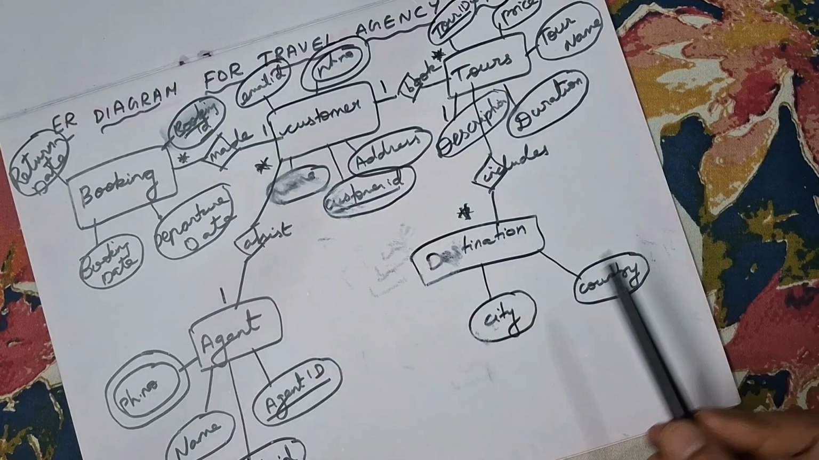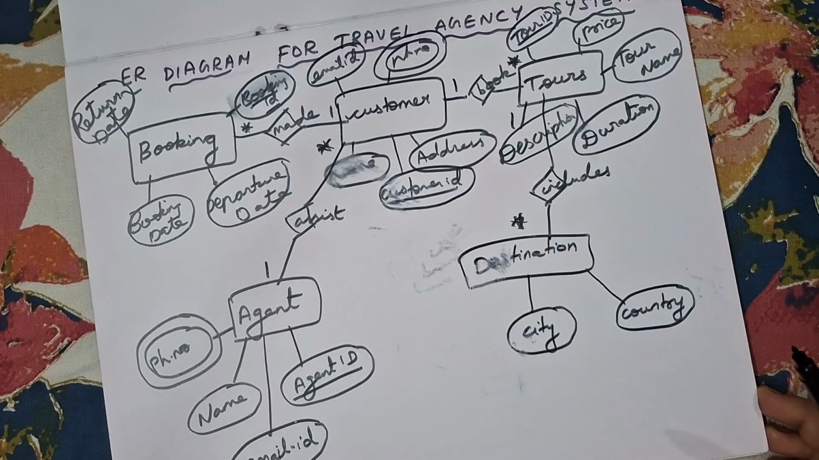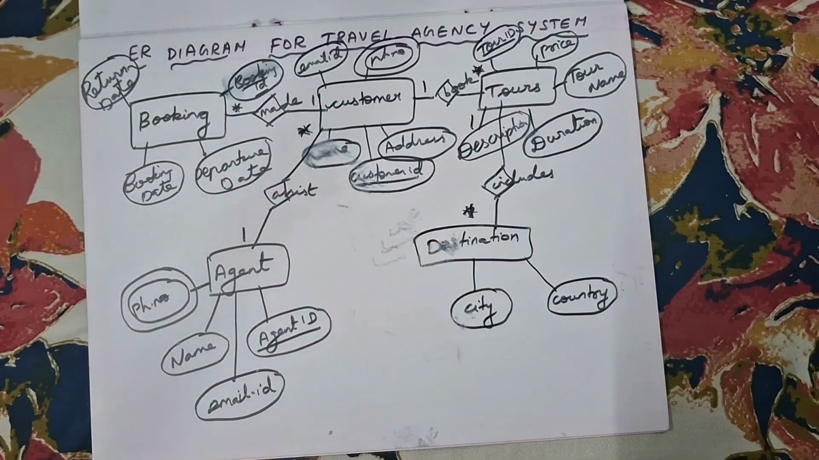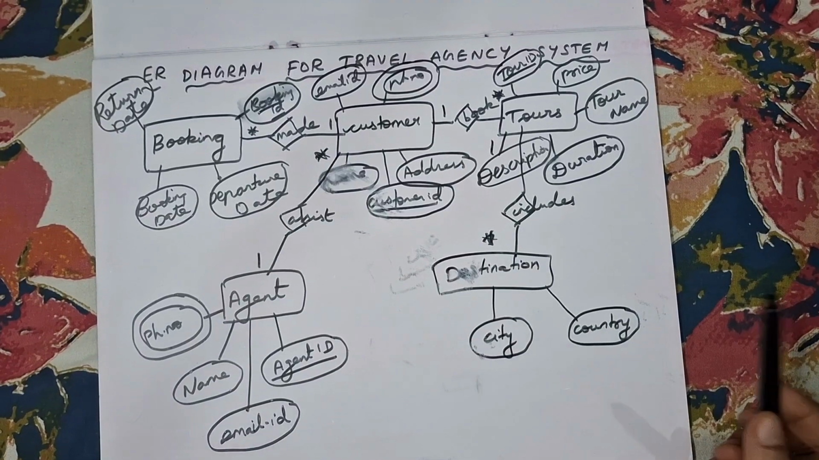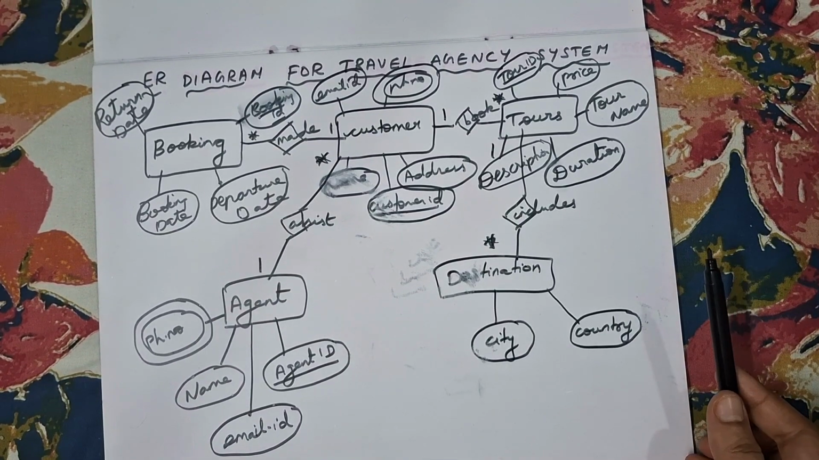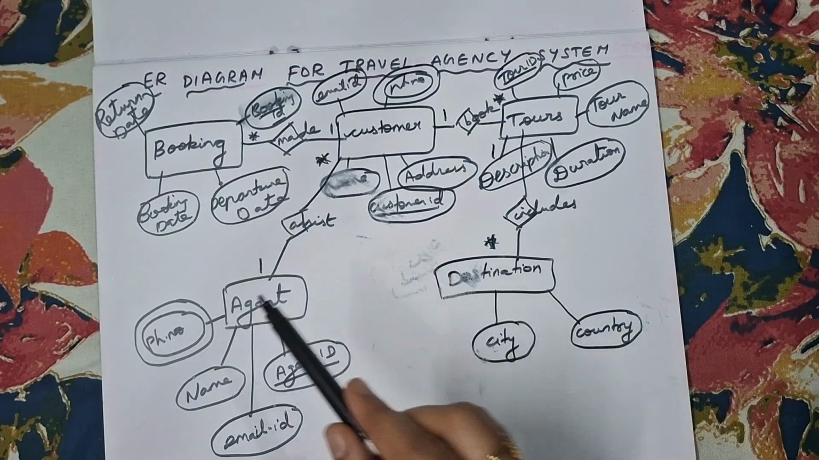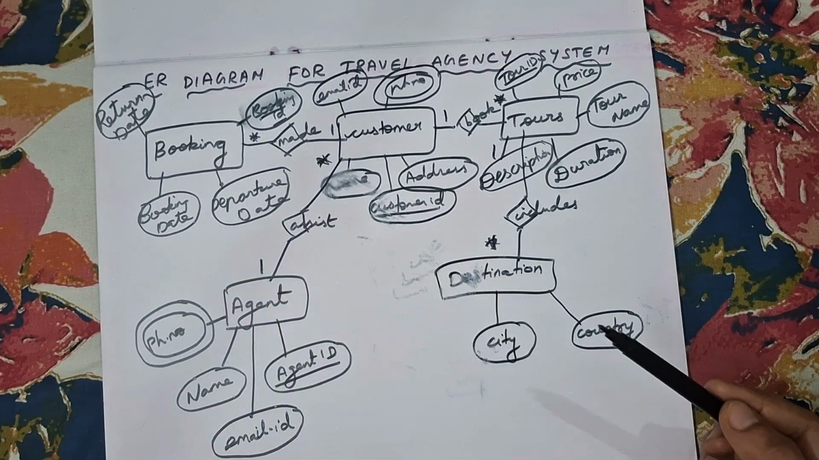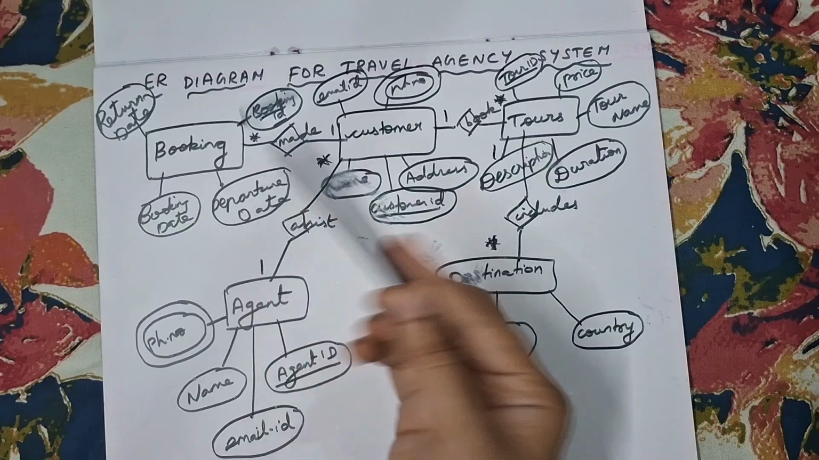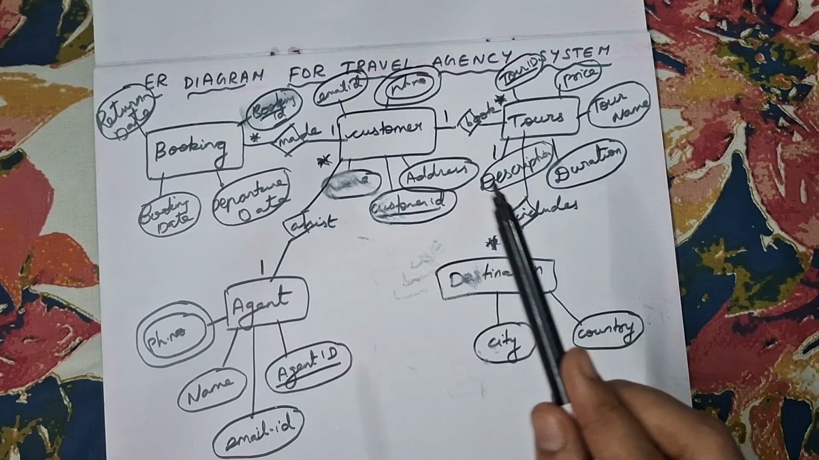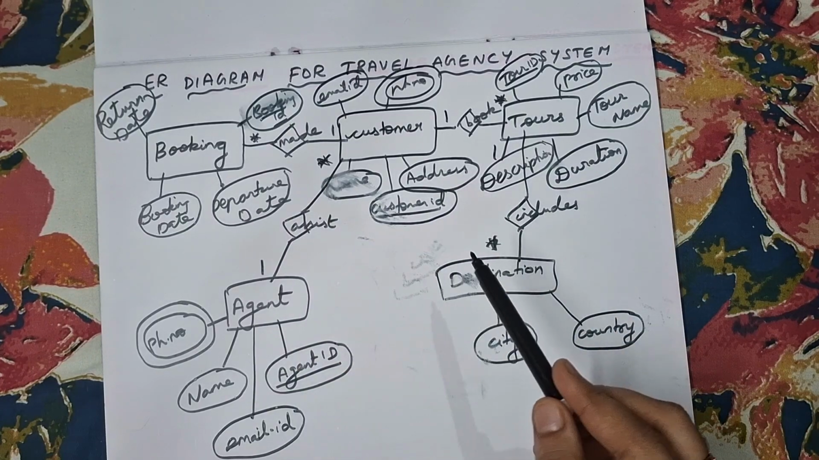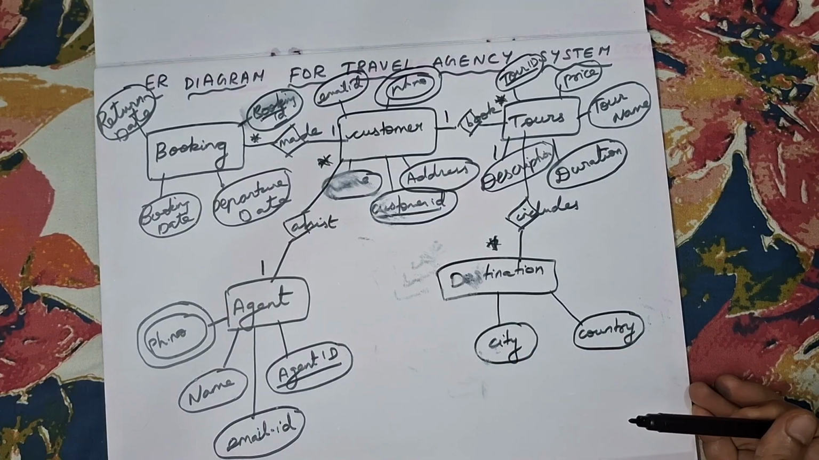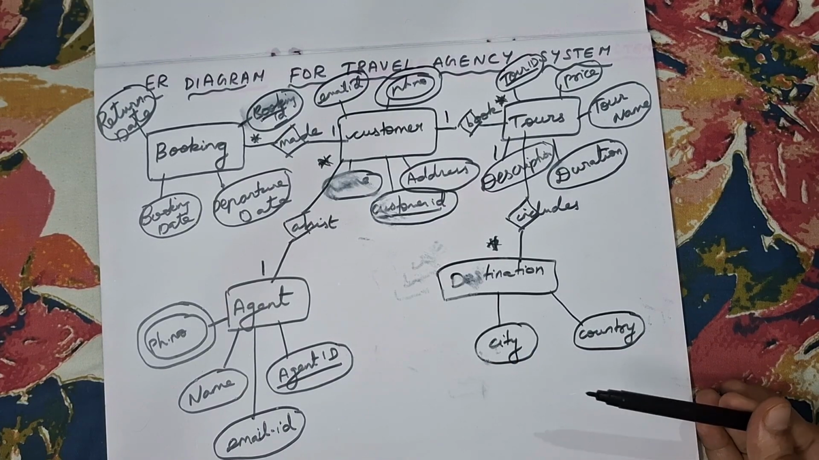So these are the cardinalities of this ER diagram for the topic travel agency system. So this is the final ER diagram for travel agency system. The first step is identifying the entities. The second step is identifying the attributes for every single entity and writing. The third step is connecting the two entities using relationship. And the last step is writing the cardinality for the diagram. So in this way, you need to draw the ER diagram for any topic that is given to you.